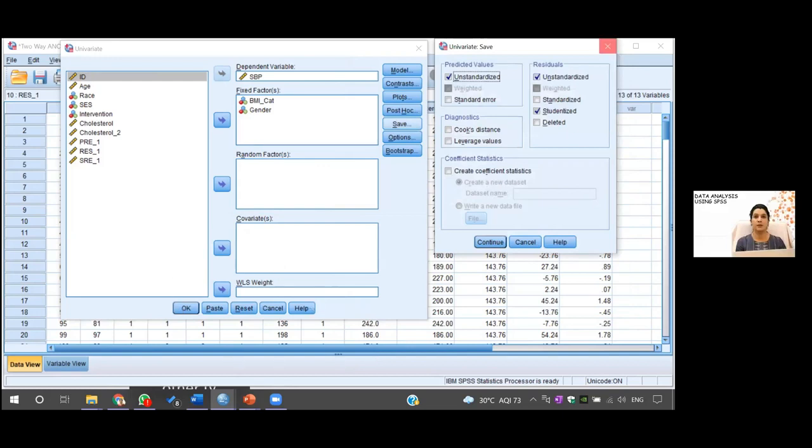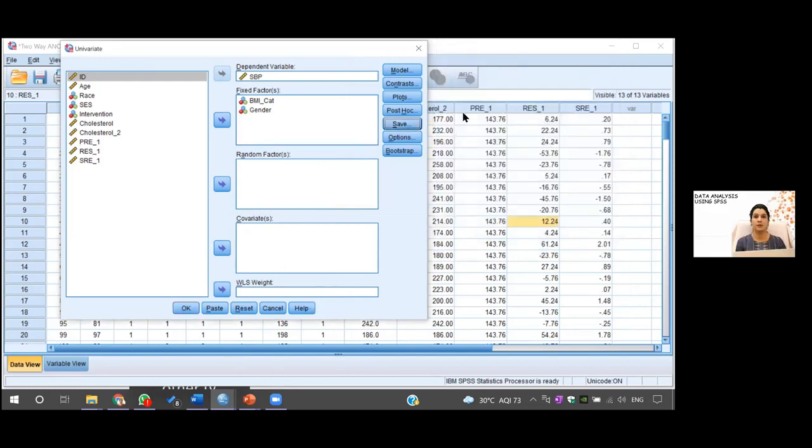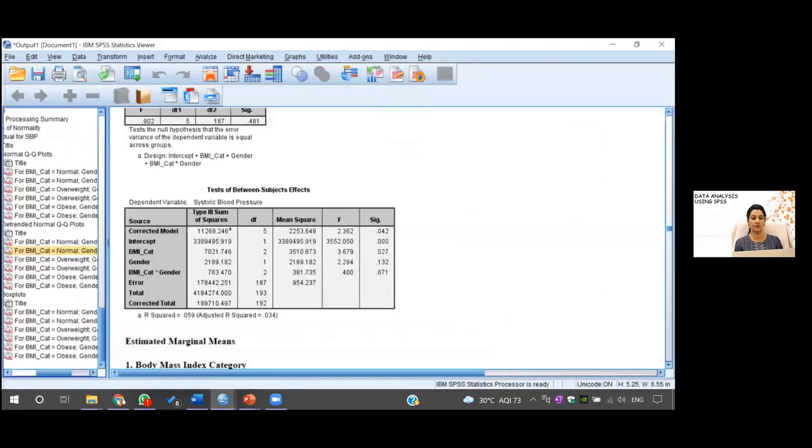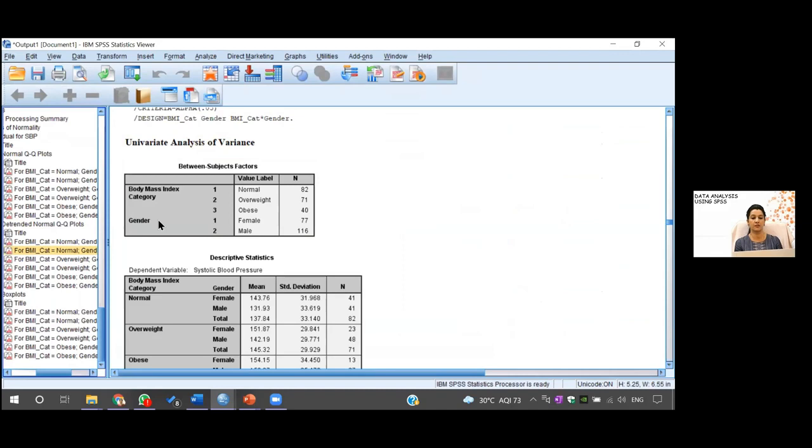I'm not pressing OK again because it will create another set of PRE, residual and studentized residual. Every time you give the command, it will create a 1, 2, and 3 set of PRE, residual, and SRE. You must have observed this while you perform the analysis, and then you press OK. If you press OK, it will lead to an output, and the first table starts from here. You can see here the commands which you have given.